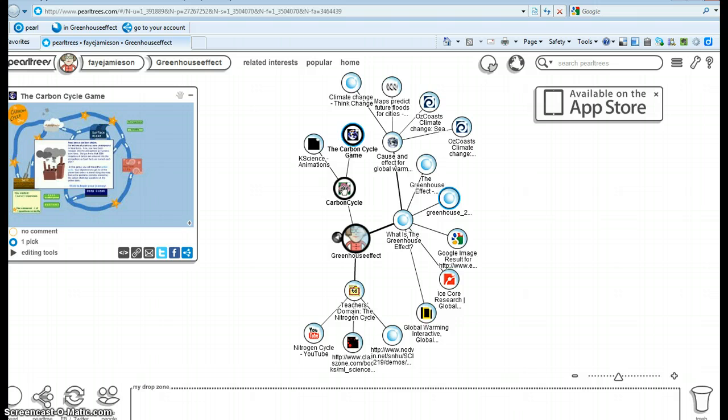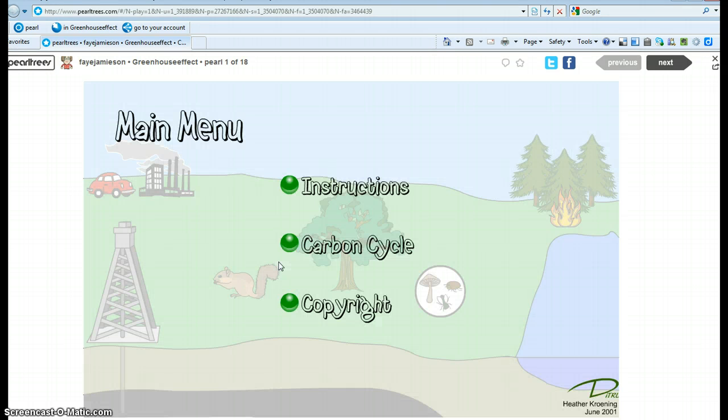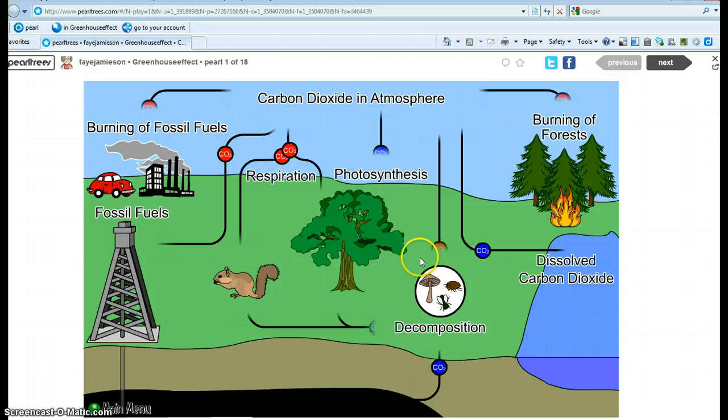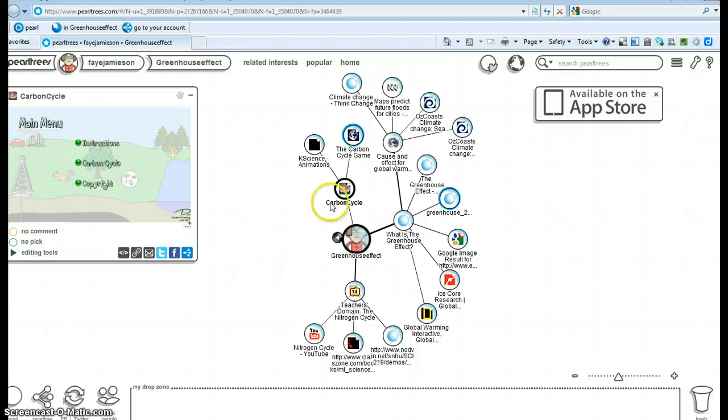And how Pearl Trees works is you choose the one that you want to use, you double click on it, and it takes you to that website. So as you can see, this one here, it's got some instructions, but basically it's just an animation showing you the movement of the carbon dioxide in and out of the different parts of the ecosystem. So the blue represents carbon being taken in, and the red represents carbon dioxide being released. So that's that one. So if I click back to here, it takes me back to the Pearl Tree.